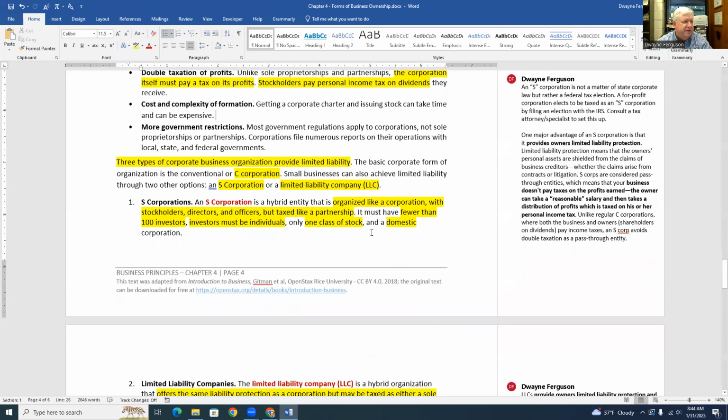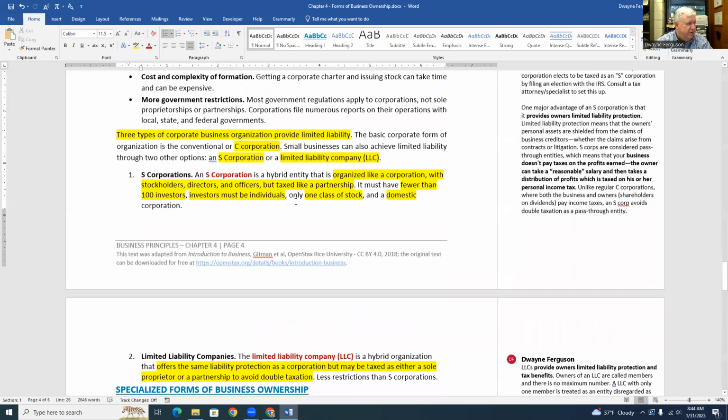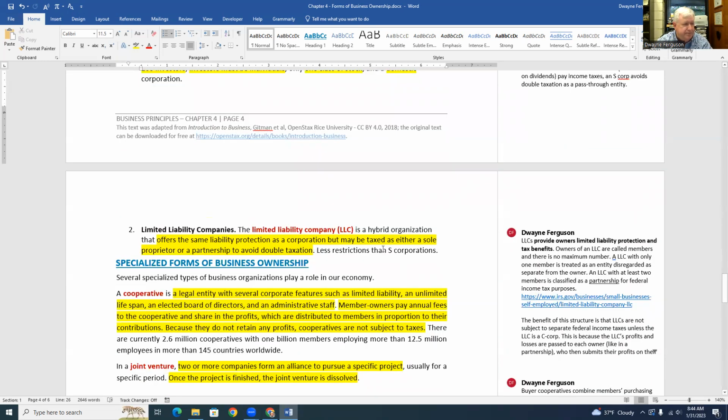Well, what if you wanted to start a corporation or move from a partnership to a corporation, for example, but you didn't want the double taxation problem, the main disadvantage? Well, you could start an S corporation, or you could start an LLC.